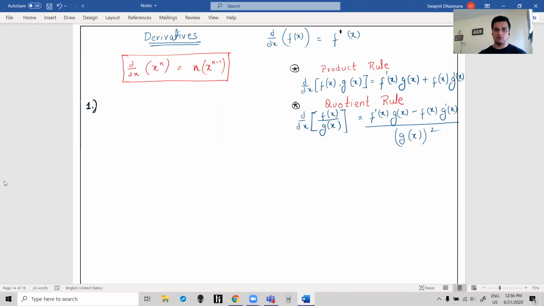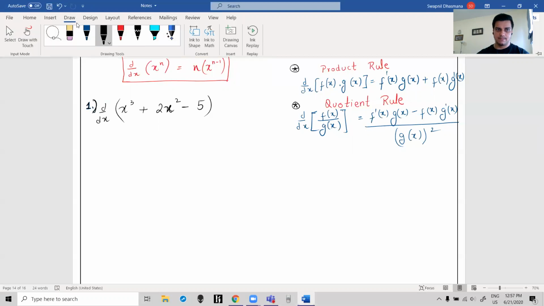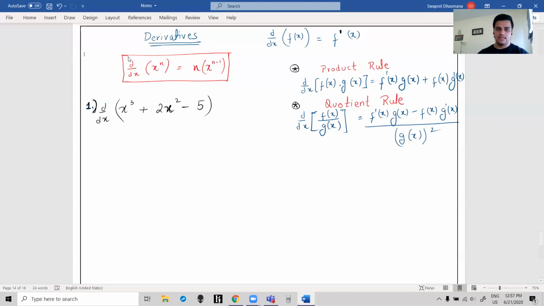Now let's just take a random question. x power 3 plus 2x square minus 5. Let's say I want to find the derivative of this. d by dx is the derivative. To find it, very simply, you take the 3 outside and write x power 3 minus 1. Again, you take the 2 outside, so it's going to become 2 times 2, x power 2 minus 1.